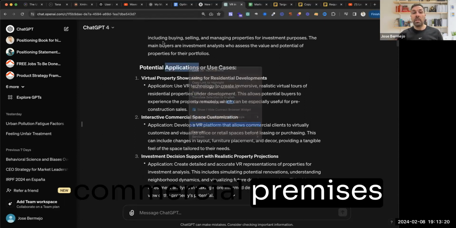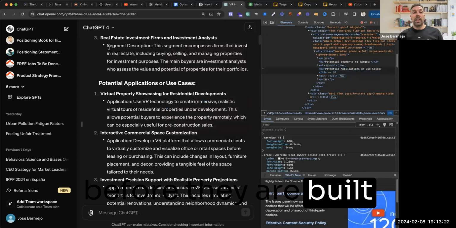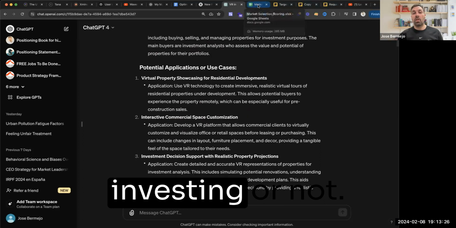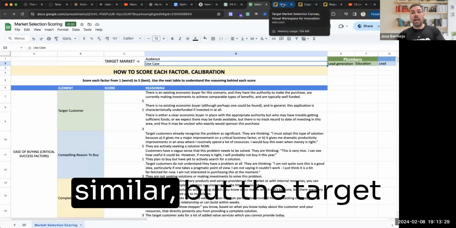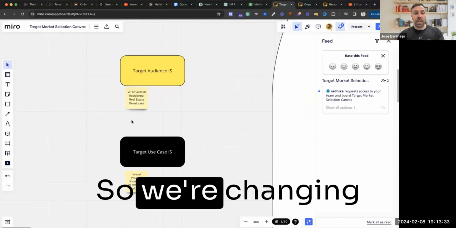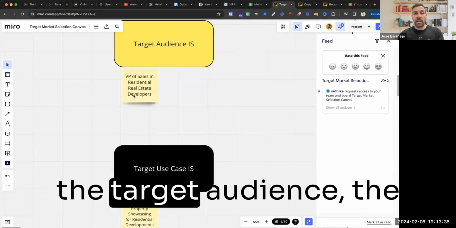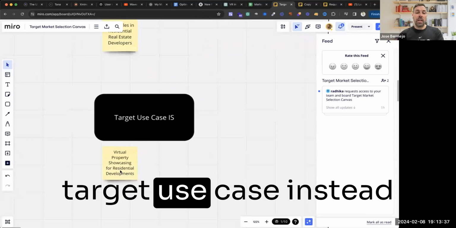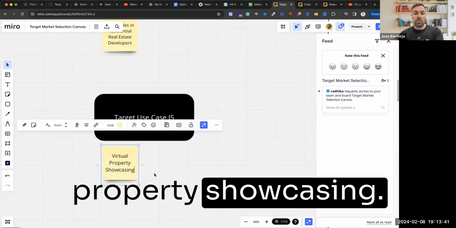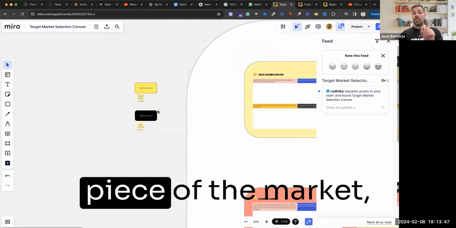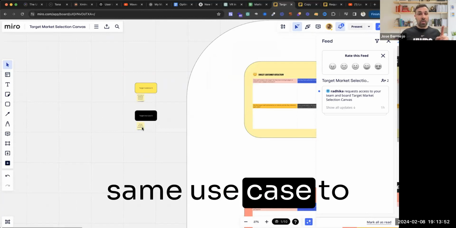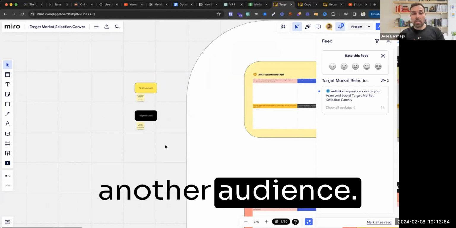We showcase commercial premises before they are built, and then real estate investment firms can decide whether or not to invest. So the use case is very similar, but the target audience is different. So we're changing the market, we're changing the target audience. The target use case, instead of this one, is virtual. So we're changing one piece of the market. We're jumping in the same use case to another audience.